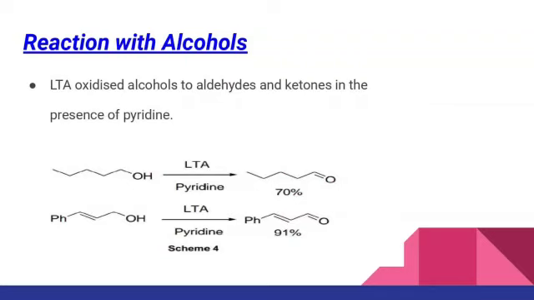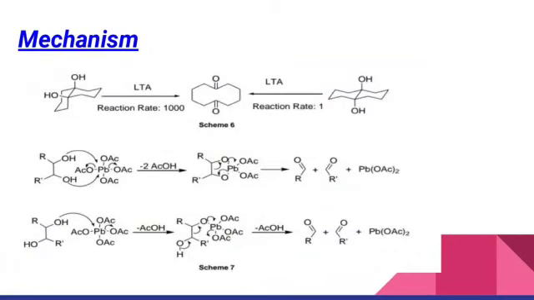First we discuss LTA reacting with alcohols. LTA oxidizes alcohols to aldehydes and ketones in the presence of pyridine at ambient temperature. The reactions are efficient and over-oxidation to carboxylic acid is not observed. For example, pentanol and cinnamyl alcohol can be oxidized to aldehydes in the presence of pyridine in high yield. In the case of 1,2-diols, oxidative cleavage is observed to give aldehydes, ketones, or both depending on the structure of the diols. The reaction involves a cyclic intermediate, and cis 1,2-diols exhibit greater reactivity than trans 1,2-diols.